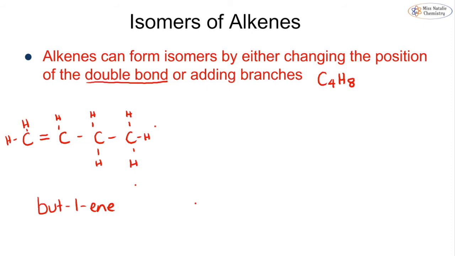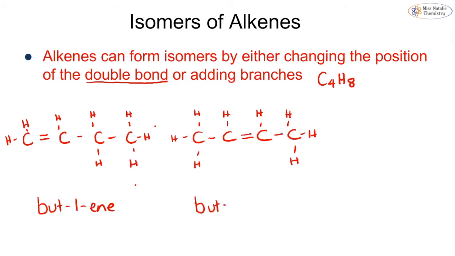I can then, however, have my 4 carbons, and I can put my double bond between carbons number 2 and 3. And then when I add in the rest of my single bonds and my hydrogens, making sure to have no more than 4 bonds to each carbon, we can see this is also C4H8, but it is completely different from the previous structure. So we have to call this something different. And this is but-2-ene. And the 2 tells us that the double bond is between carbon number 2 and carbon number 3.